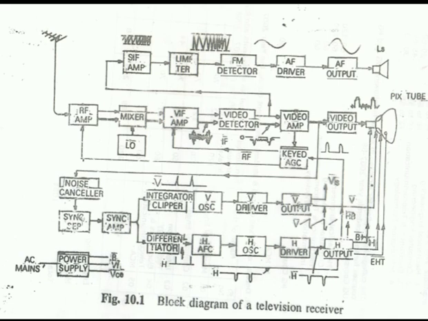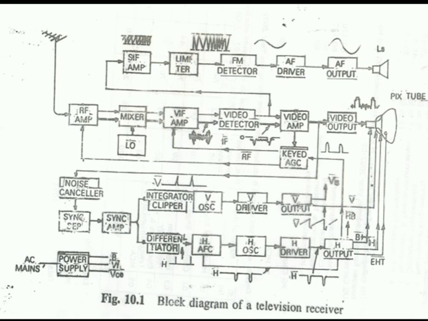The sound section consists of the sound IF amplifier. In the sound IF amplifier, the 5.5 megahertz intercarrier signal from the video detector stage is fed for the purpose of amplification. The 5.5 megahertz sound signal amplified by the SIF stage is then given to the detector stage, that is the FM detector.